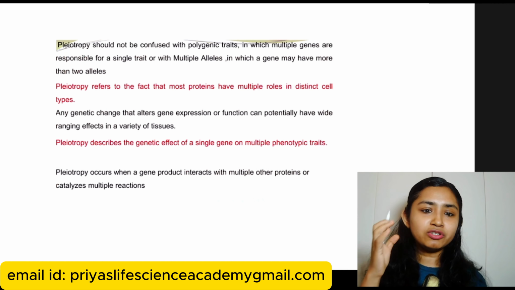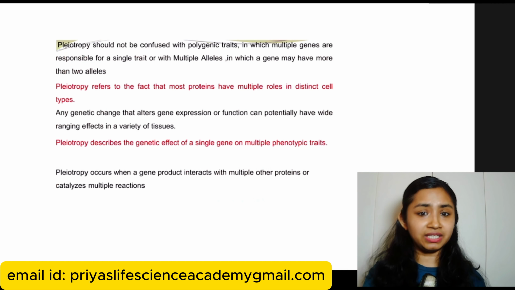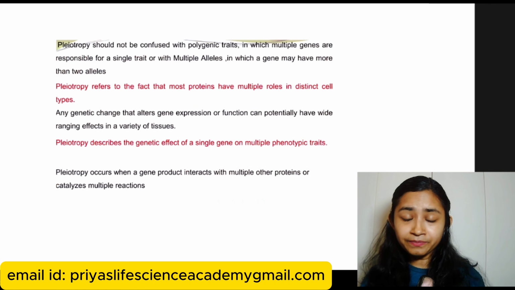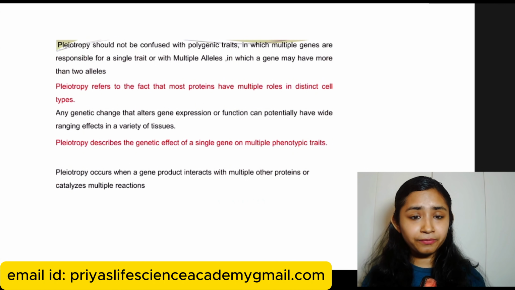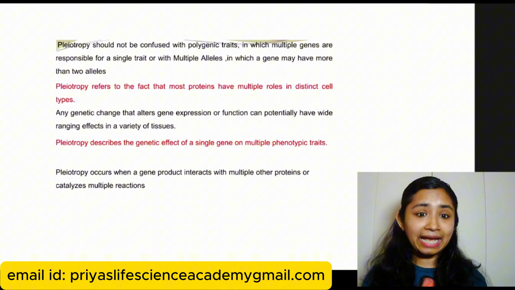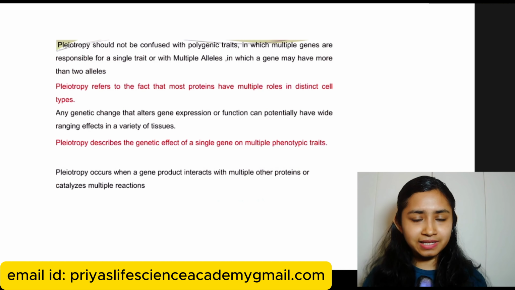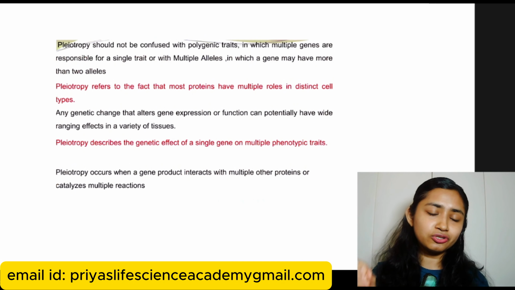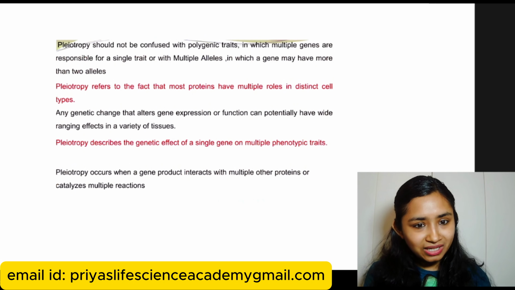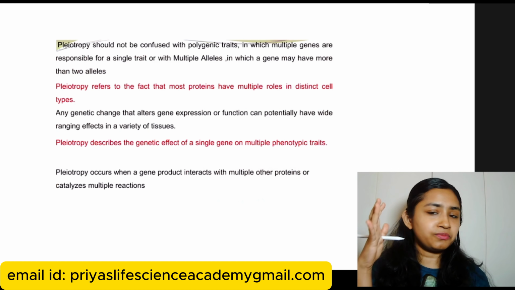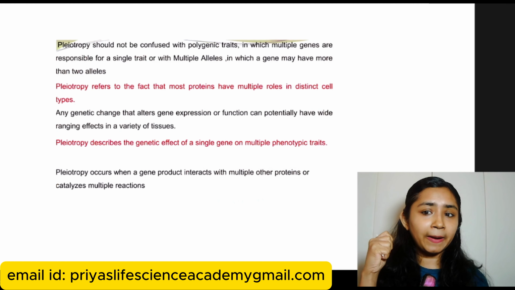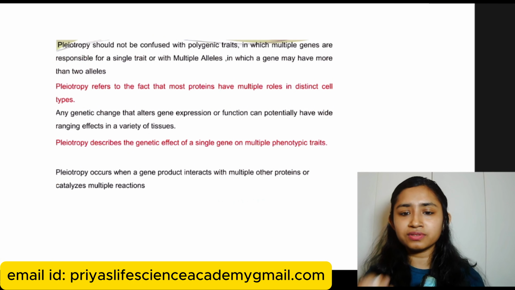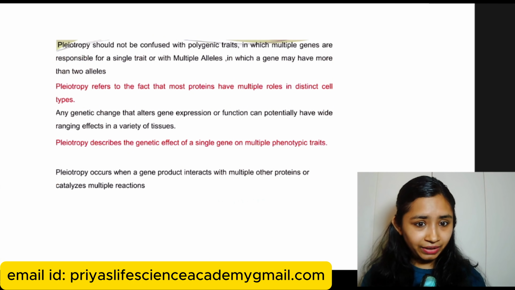So pleiotropy refers to the fact that most proteins have multiple roles in distinct cell types. You know that there are different types of cells in our body, and some proteins have multiple roles in those distinct cell types. Any genetic change that alters gene expression or function can potentially have wide-ranging effects in a variety of tissues, because that protein is very important for multiple characteristic features. If there is any change, that change will cause a drastic effect in a variety of tissues.